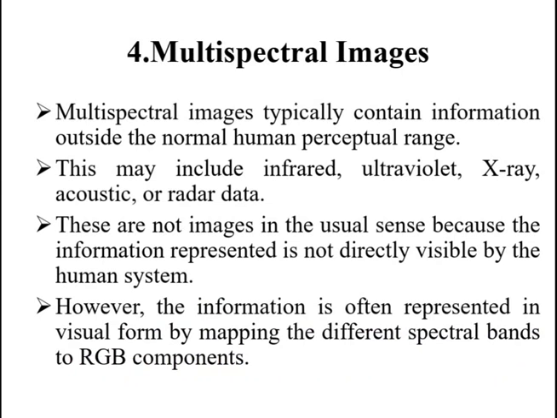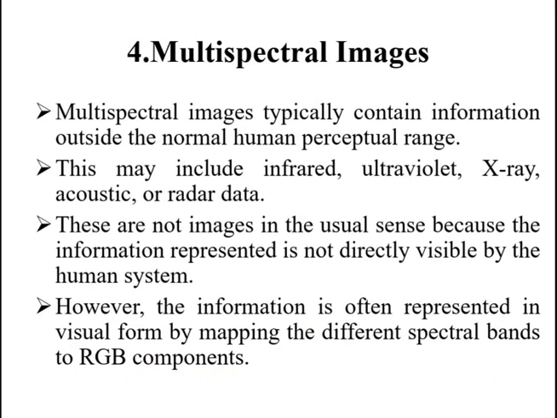Then the next one is multispectral images. Multispectral images typically contain information outside the normal human perceptual range. This may include infrared, ultraviolet, X-ray, acoustic or radar data. These are not images in the usual sense because the information represented is not directly visible to the human system.